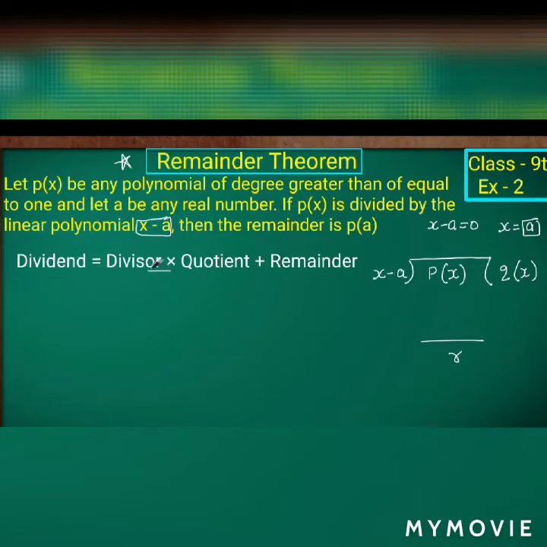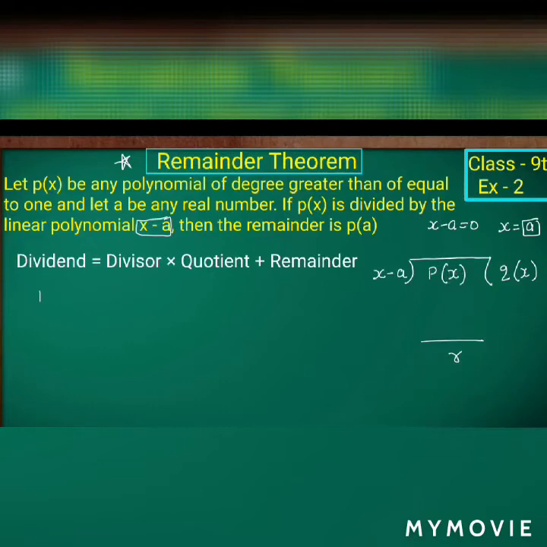After some point we are going to get the remainder, which I am taking as r, and q of x is the quotient. So we have the formula for the dividend: dividend is equal to divisor into quotient plus remainder. We are very familiar with this formula. In the same way we find the dividend, that is p of x, in terms of quotient, remainder, and divisor. Here the dividend is p of x, the divisor is x minus a, the quotient is q of x, and the remainder is r.